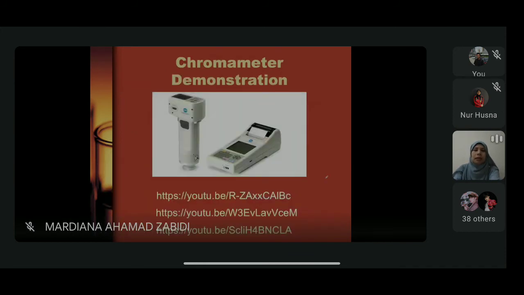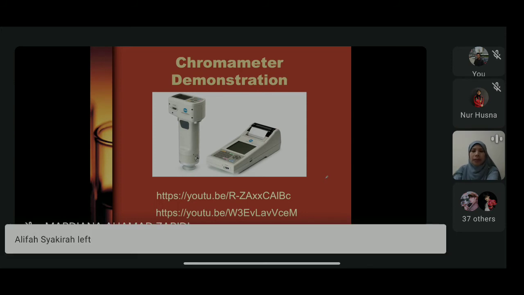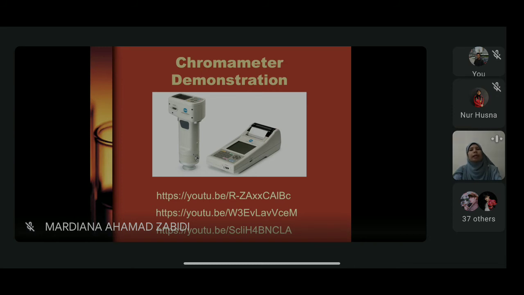Alright, so for the chromameter demonstration, you can look into the YouTube. I have searched just now several YouTube videos of how to use the chromameter. Basically, this is the unit that you have. Okay, nampak saya circle dekat bahagian bawah ni. Okay, mula-mula you have this benchtop punya display unit.